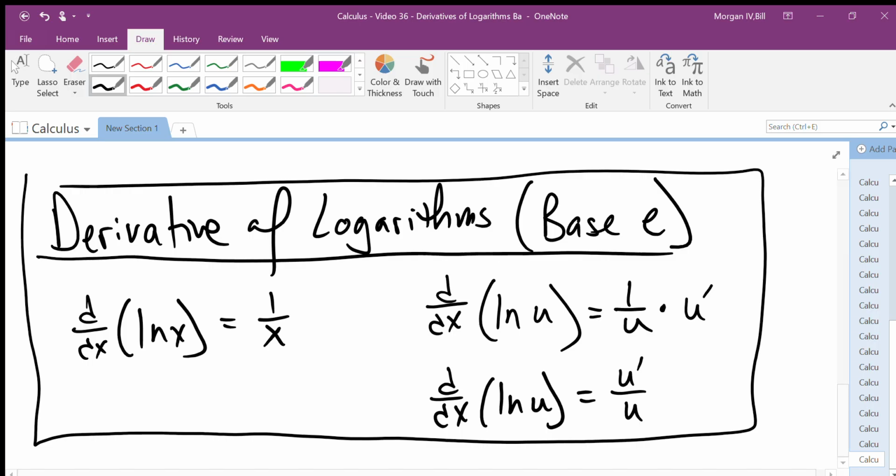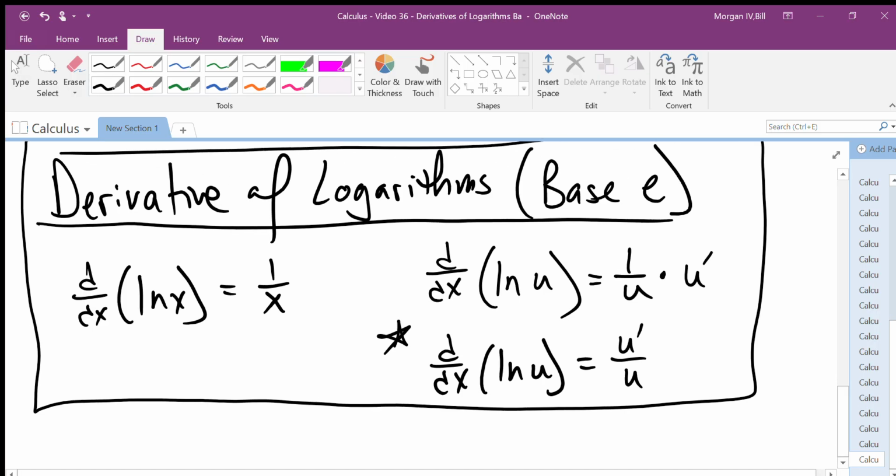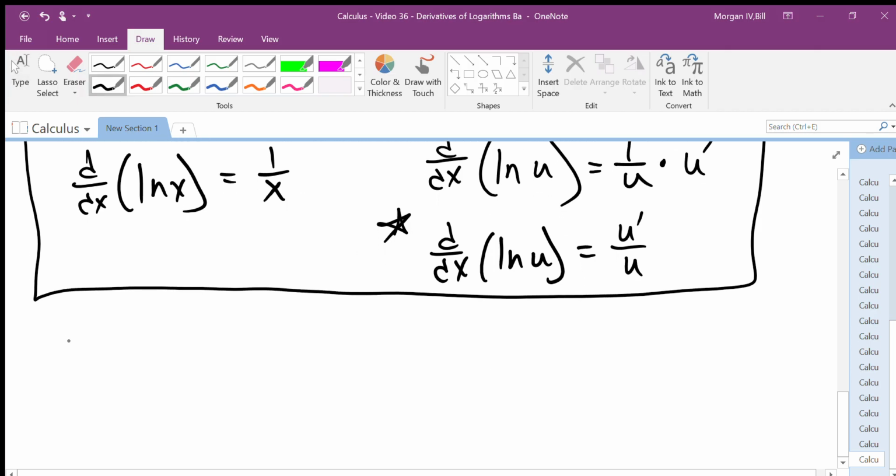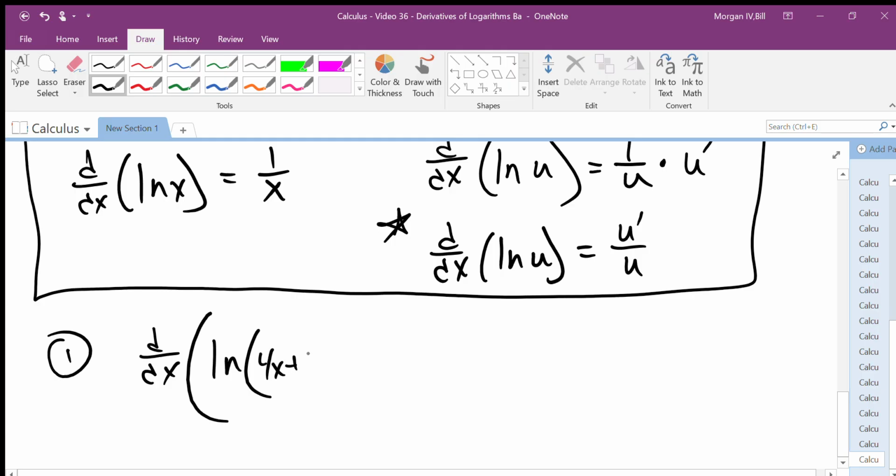Okay, let's try that. Let's use this one here, this derivative of the natural log of u is u prime over u, with, I think I have about 5 different examples. So 1, what is the derivative of the natural log of 4x plus 5? Okay, pause the video, see what you get.